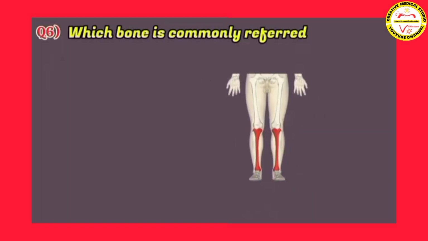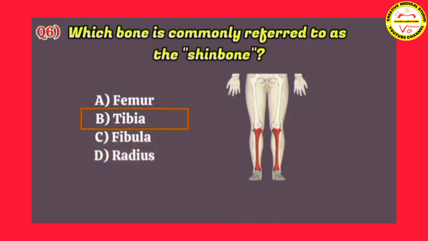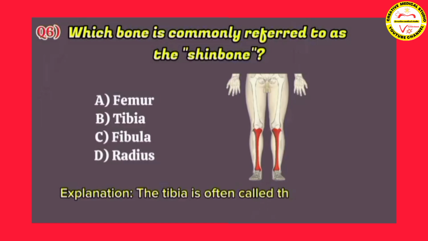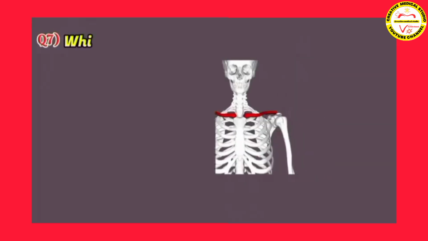Which bone is commonly referred to as the shin bone? Option A, B, C and D. The correct answer is option B, tibia. Explanation. The tibia is often called the shin bone and is the larger of the two lower leg bones.